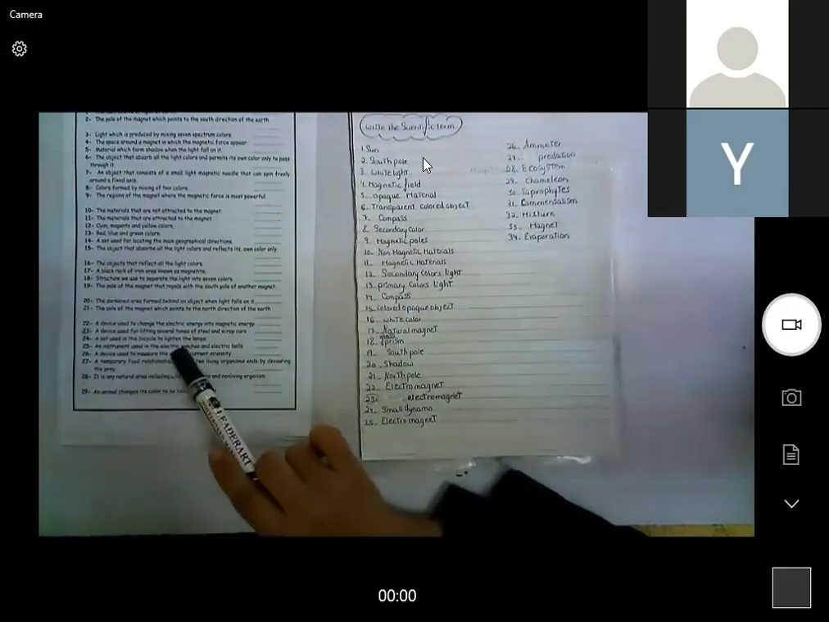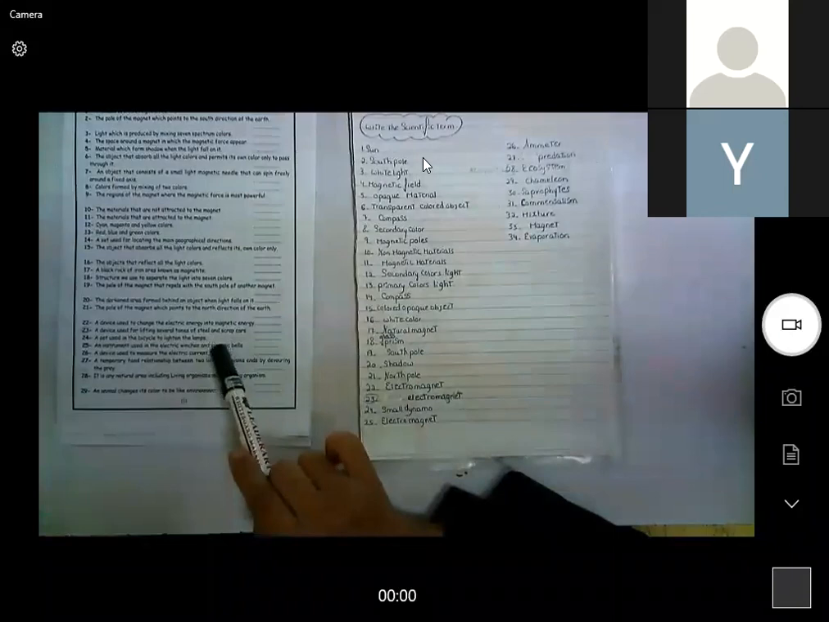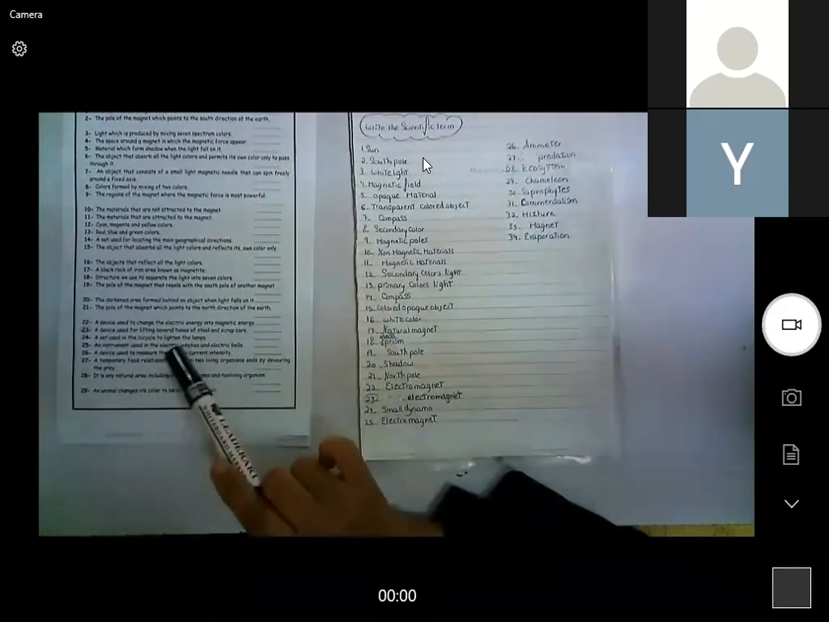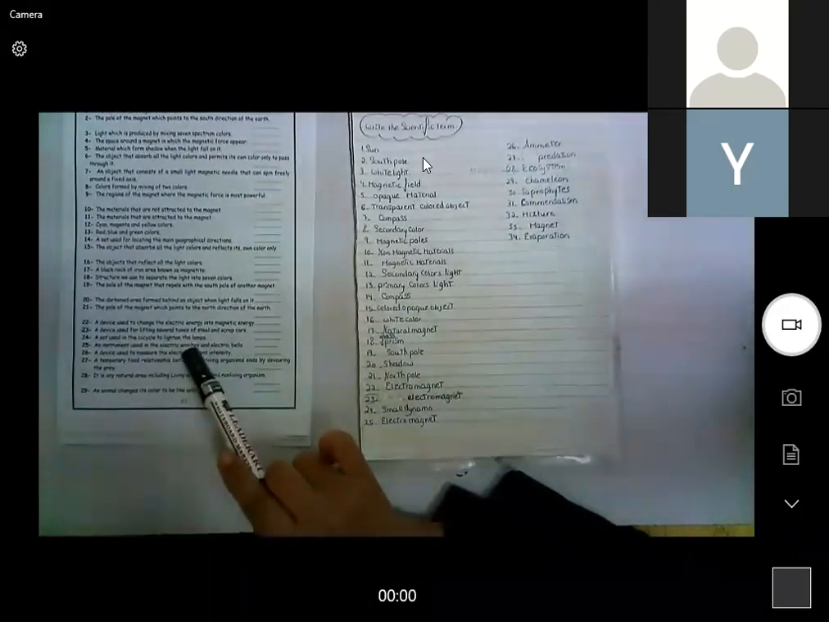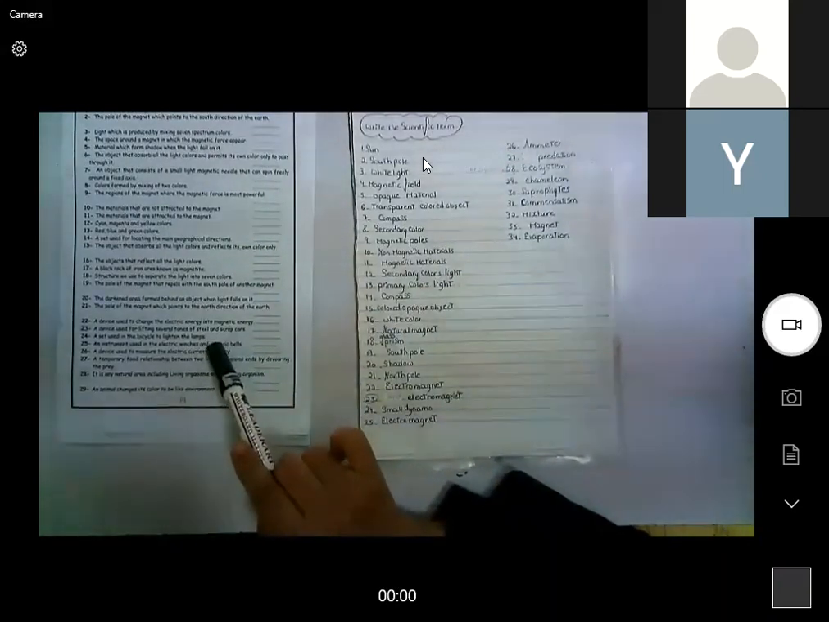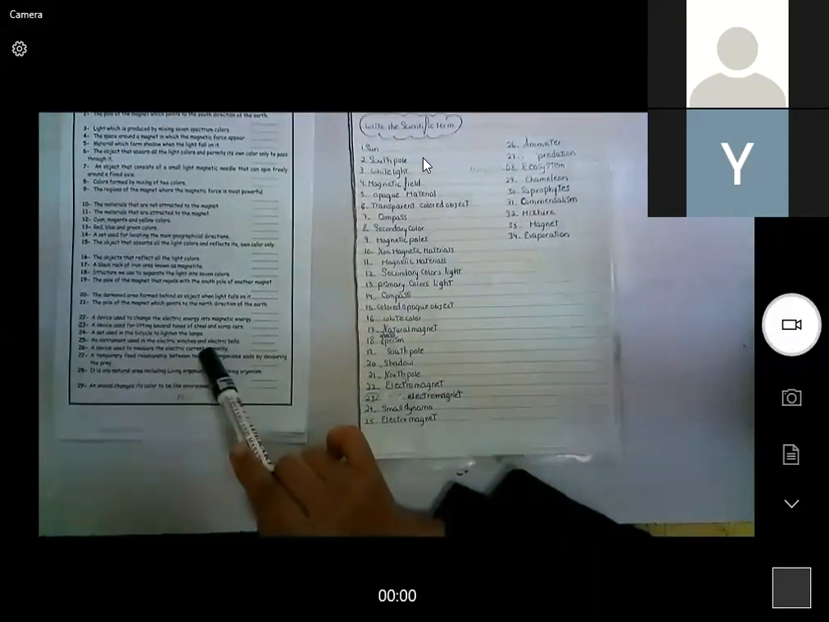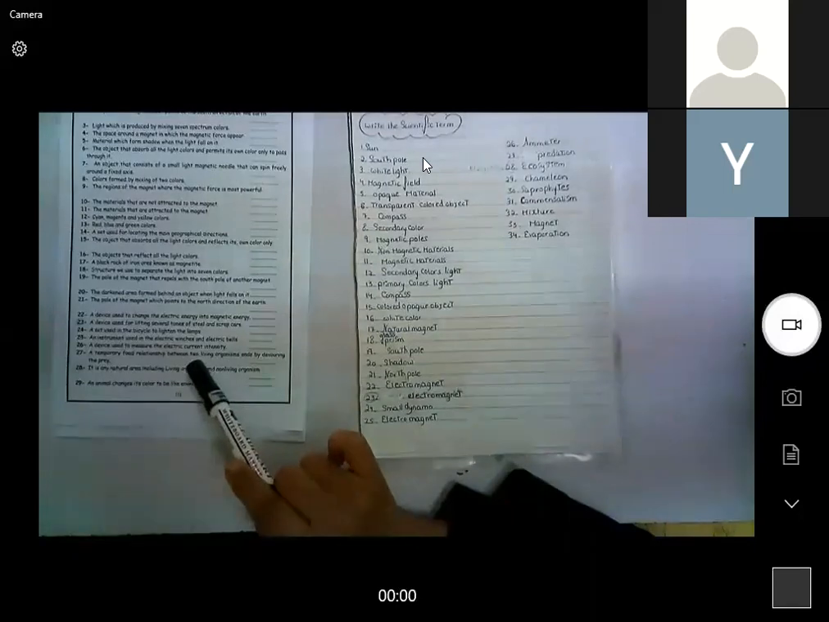Number 23, the device used for lifting several tons of steel and scrap cars. It's a crane or winch. Don't write electromagnet. Why? Because I asked you the device which helps you lift several tons of steel and scrap cars. Don't write electromagnet. It's wrong.